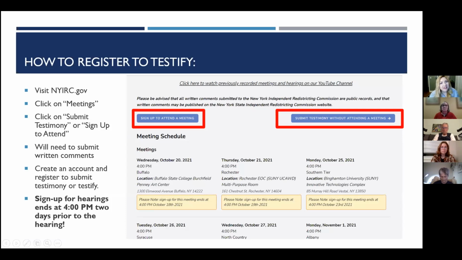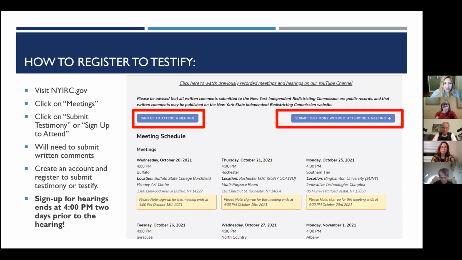So this is how you sign up to testify. So you'll sign up to attend a meeting, or you can submit testimony without attending a meeting, and you'll do that at the New York Independent Redistricting Commission's website, which is nyirc.gov. Click on meetings, and then you'll have these two options there, and you'll get to see all of the locations, dates, and times. Now, sign up for hearings either ends at 4 p.m. or 3 p.m. 2 days prior.